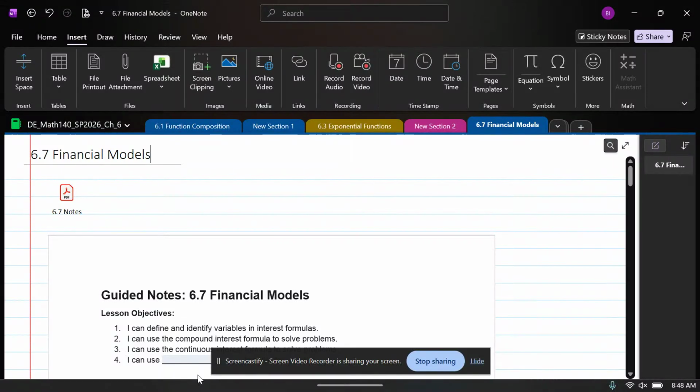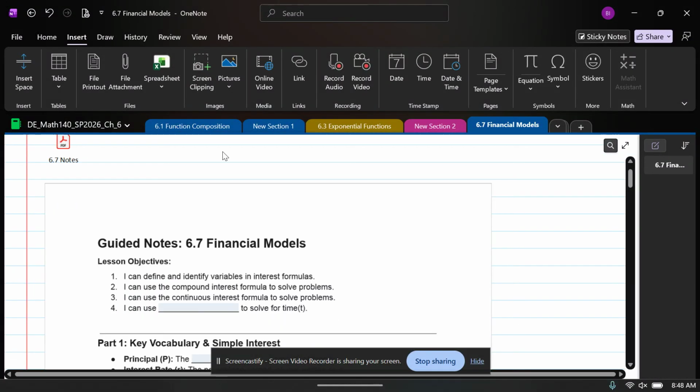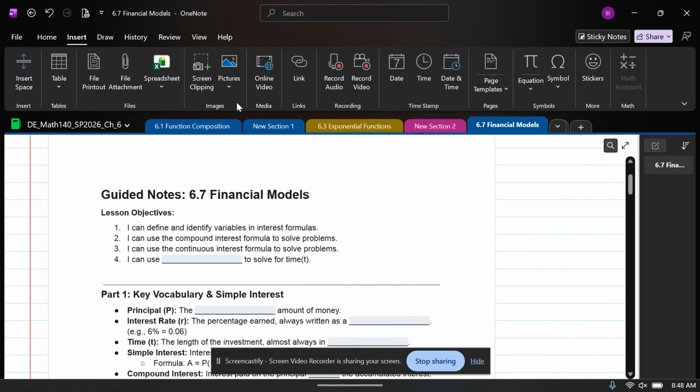All right, so financial models. So we're going to be learning to identify the variables in an interest formula, use the compound interest formula to solve problems, and use the continuous interest formula to solve problems. So there's two separate formulas for that. And then we're going to use logarithms or logs to solve for time. Okay, so that's why it's in this section or this chapter. We're going to use logarithms to solve these exponential problems here.